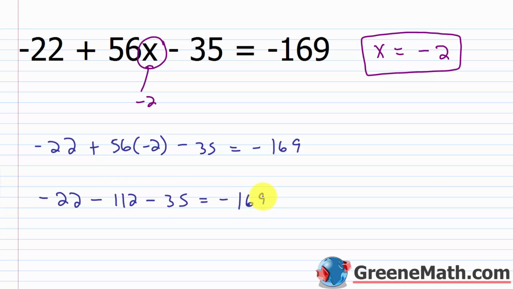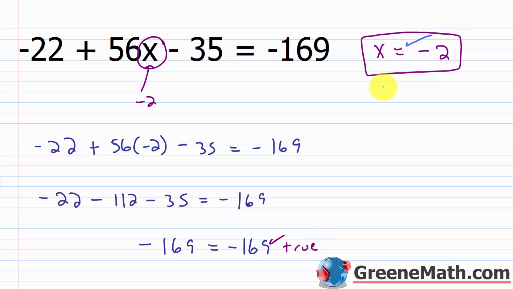Negative 22 minus 112 is negative 134. And then negative 134 minus 35 is going to be negative 169. So you get negative 169 is equal to negative 169. So this is true, right? This is true. And we can say that this guy is the correct solution, right?